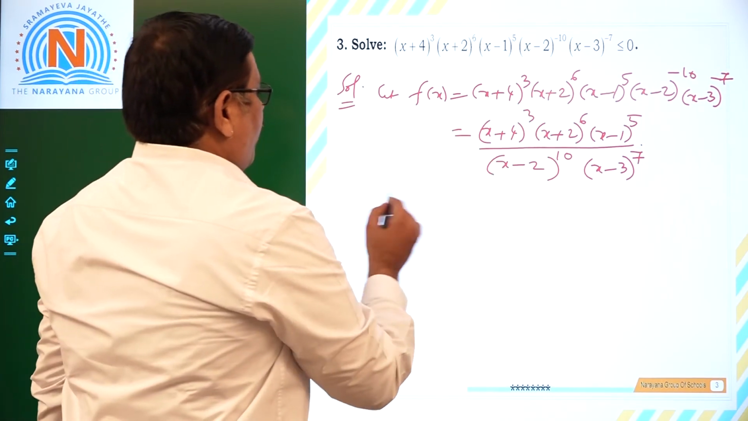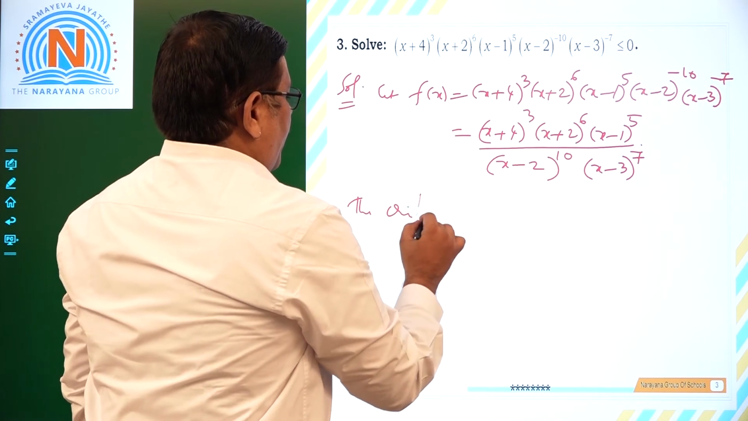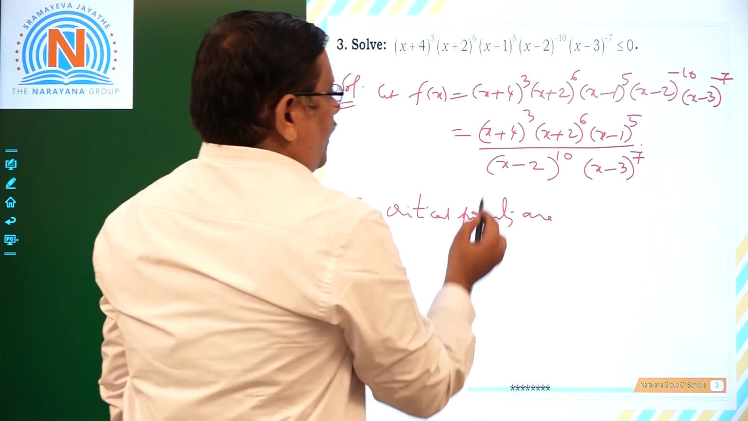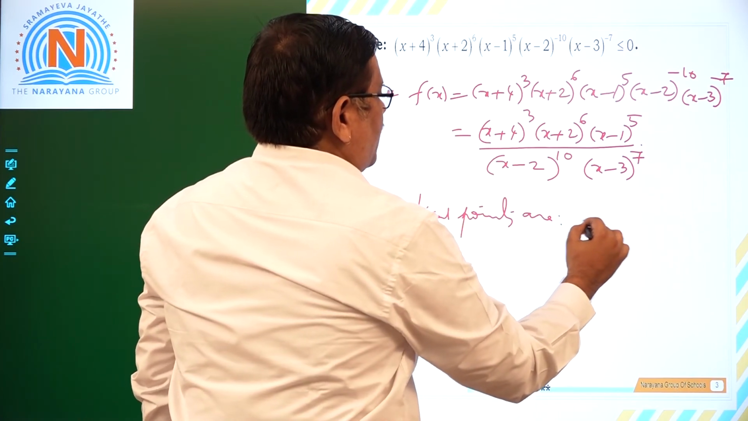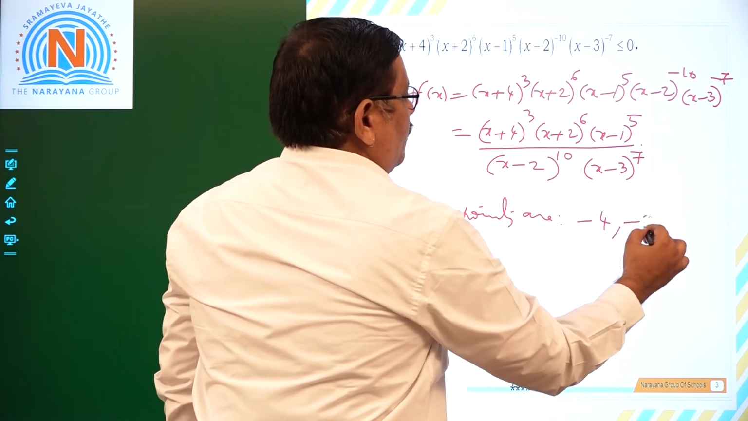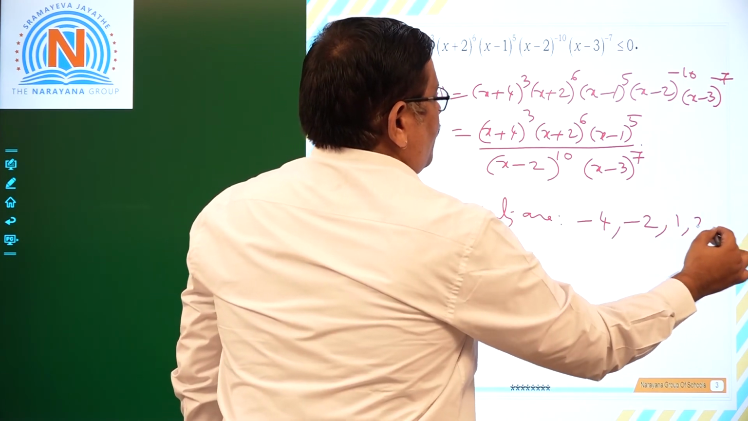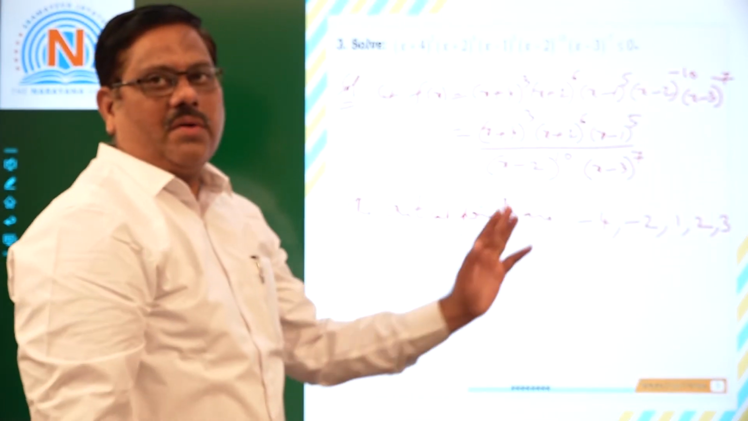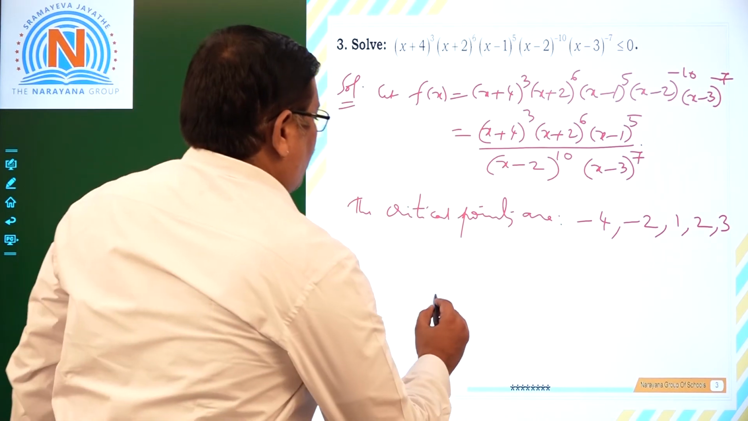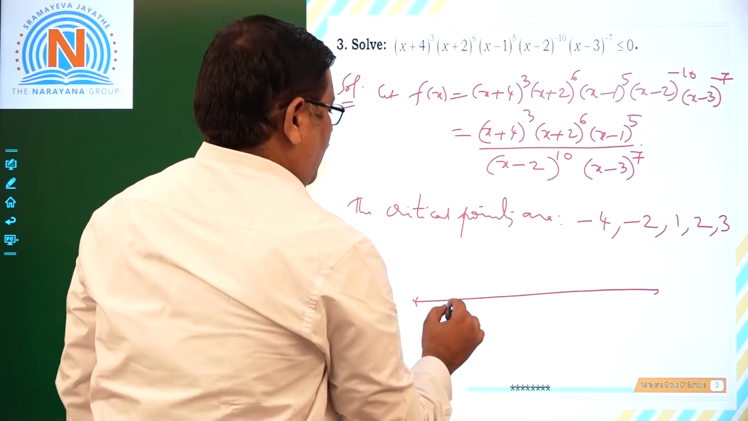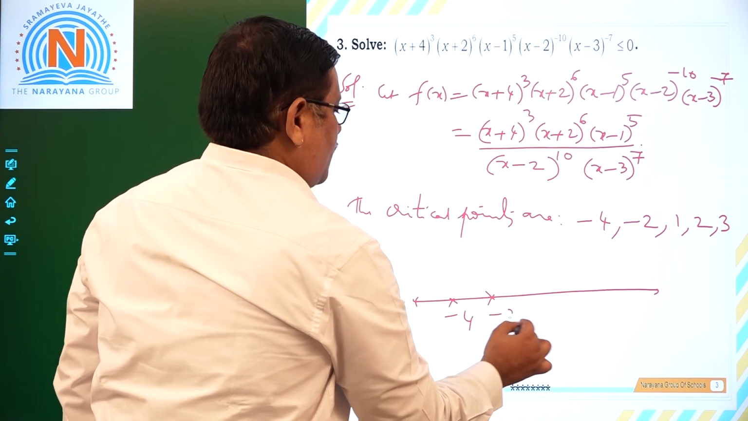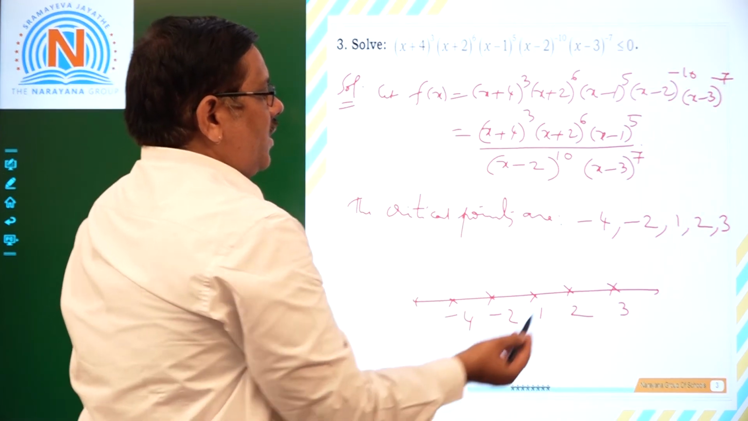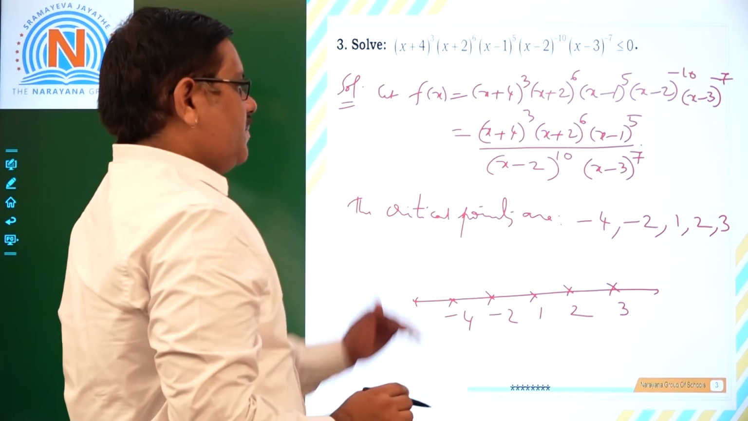Fine. Now the critical points as usual. What are they? Let us write in order. Let us start with minus 4, next minus 2, next 1, next 2, next 3. We have 5 linear factors, so accordingly we have 5 critical points. Now we have to plot them on the number line. We take minus 4, minus 2, 1, 2, 3.